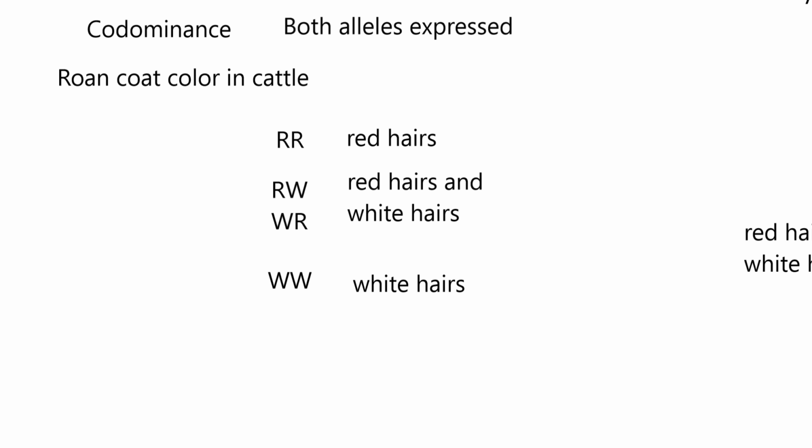That's going to give you the roan. So that's an example of codominance. Both alleles are expressed, and that's different than incomplete dominance that we had just discussed. So codominance is a very interesting gene action.